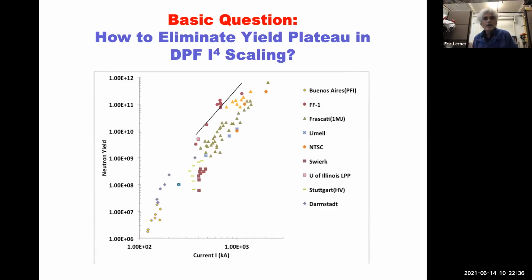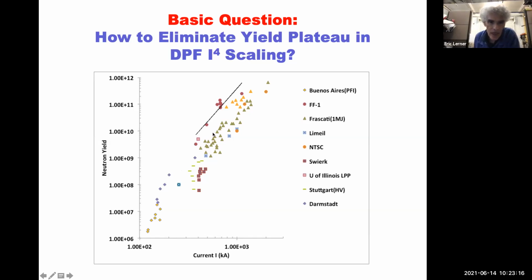Basically, you guys are generally familiar with the dense plasma focus. The whole question in the dense plasma focus is how do we get off of the yield plateau? The plasma focus historically had a very fast scaling, current to the fourth power of yield, which was very optimistic. But as you got beyond 1 megamp, all of a sudden that scaling turned into a plateau.